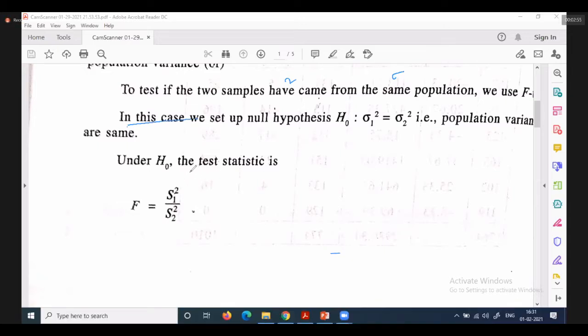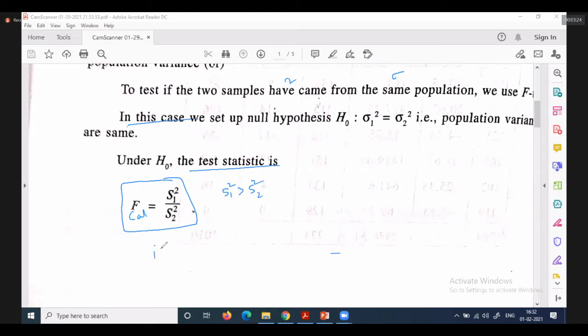Under the H naught, the test statistic F calculated is S1 square by S2 square. Here, one more condition is there. Always S1 square is greater than S2 square.